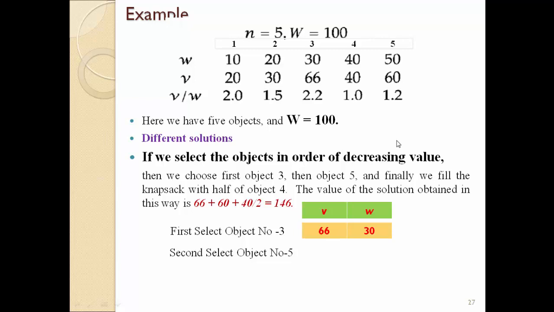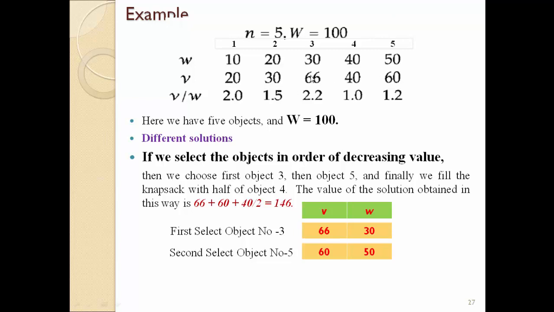And then the value of this object is 60 and the weight is 50. Every time we need to check that the total weight must not be more than 100. So the total weight of our knapsack is 80, which is less than 100. It means that we can still fill our knapsack with another object. Now select the object which has the next highest value.